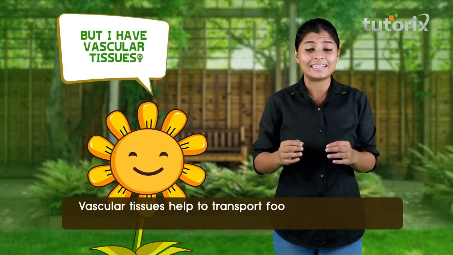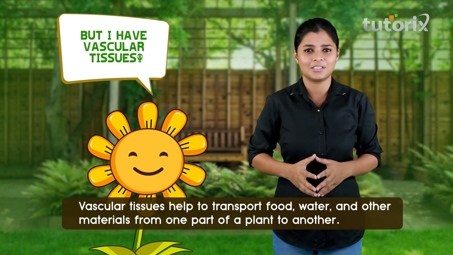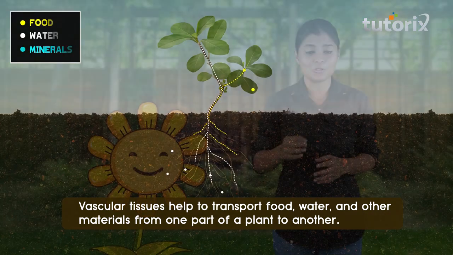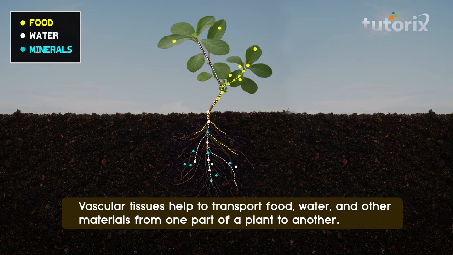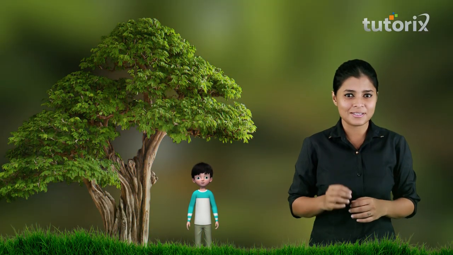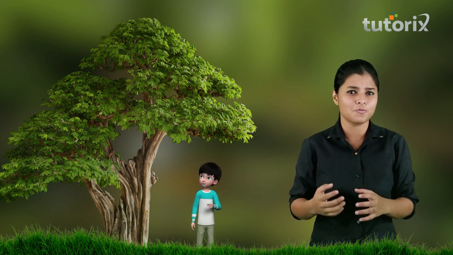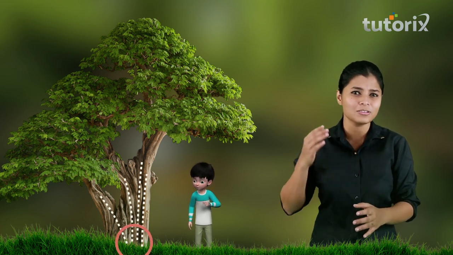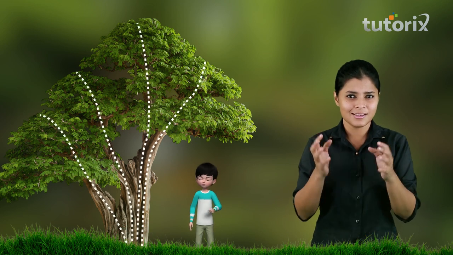Well, the secret to their success on land lies in their conductive tissues or vascular tissues that hold the ability to transport various materials from one part of the plant to another. This might seem like a simple task, but imagine a stationary life moving gallons of water from its lowest parts all the way up to its highest parts.